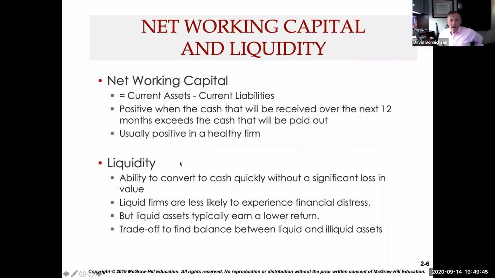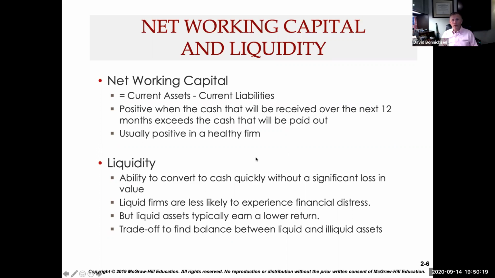Okay, so net working capital, current assets minus current liabilities. We talked about it. When the cash flow to be received over the next 12 months exceeds the cash outflow, we've got a positive net working capital and we have liquidity. Okay, it better be positive in a healthy firm. If you've got negative working capital, not that you can't have negative working capital from time to time, but in general, you do need to have positive net working capital or else you're going to go insolvent.